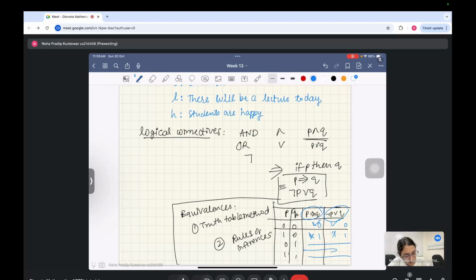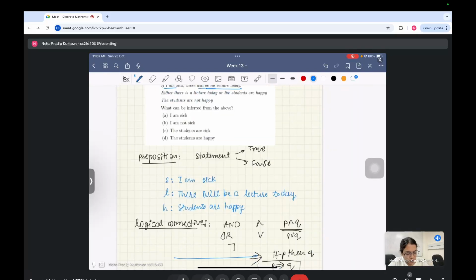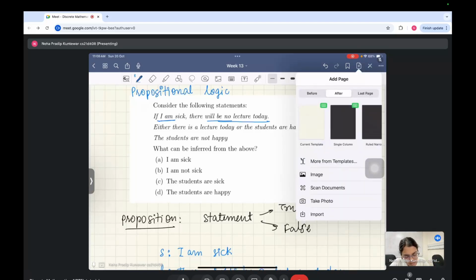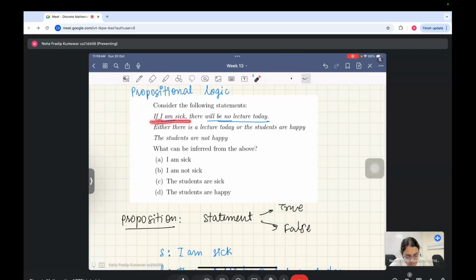Okay, so these are the logical connectives, and what we will do now is, for each statement that is given to us, write it using the logical connectives. The first statement is that if I am sick, there will be no class today. What does that mean? That means if I am sick, then there will be no class. That is negation L, so that there will be no lecture. So this is nothing but P implies negation L.